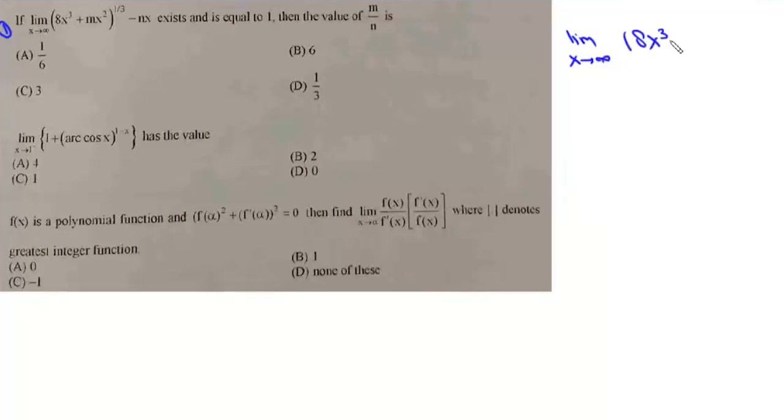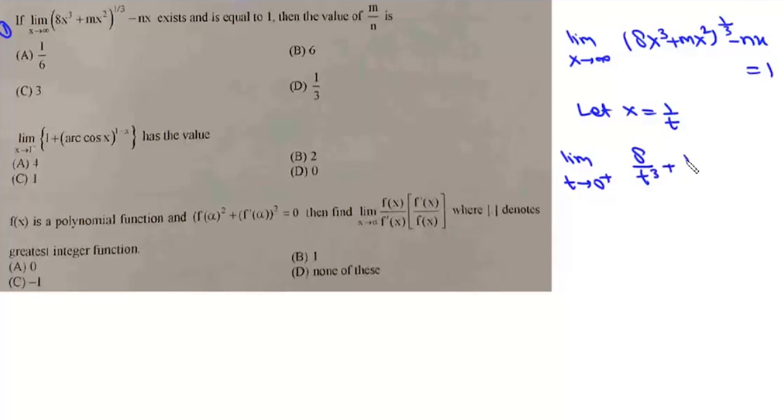Now here the first question is, if this limit, x tends to infinity, of (8x cubed plus mx squared) to the power 1 by 3 minus nx exists and is equal to 1, then the value of m by n is. What we'll do is, we'll let x as 1 by t, then this limit will be t tends to 0 positive, and we can write this as (8 upon t cube plus m upon t square) to the power 1 by 3 minus n upon t.